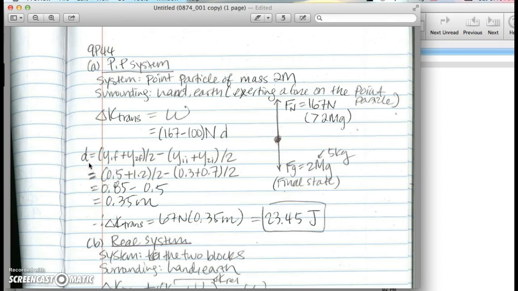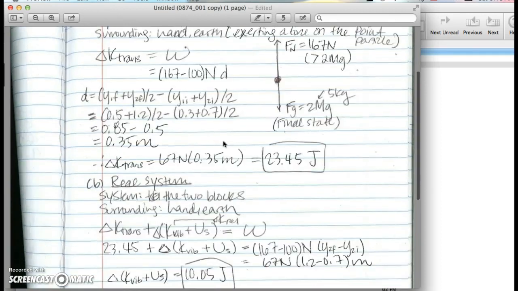we find the distance that the center of mass of the system moved. The first part of the equation, y1f plus y2f divided by 2, is the center of mass in the final state, and this part is the center of mass in the initial state. So if you subtract that, you get 0.35 meters. Therefore, delta K trans equals 16.7 newtons times 0.35 meters, which equals 23.45 joules.